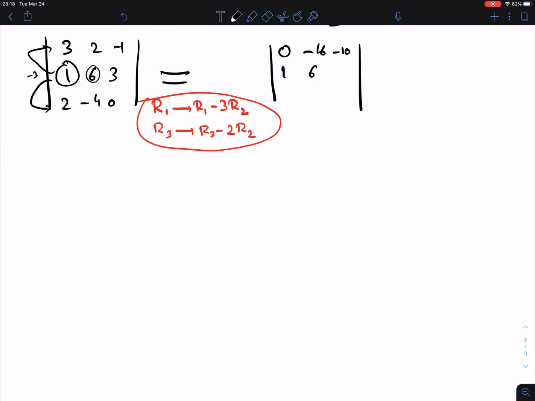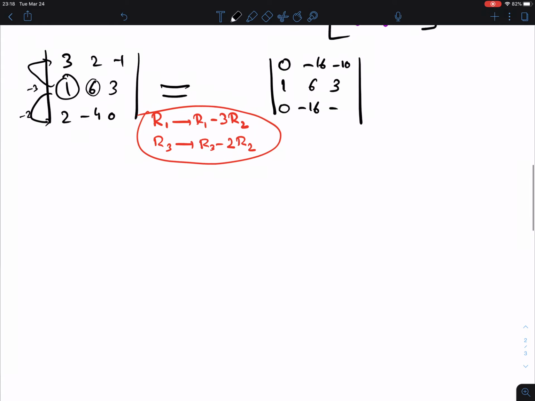This row is what it is. And now I multiply with negative 2 and add up there, so I get a 0 there. Minus 12 plus minus 4 is minus 16. Minus 6 plus 0 is minus 6. This is what I get. And what is the whole thing now?